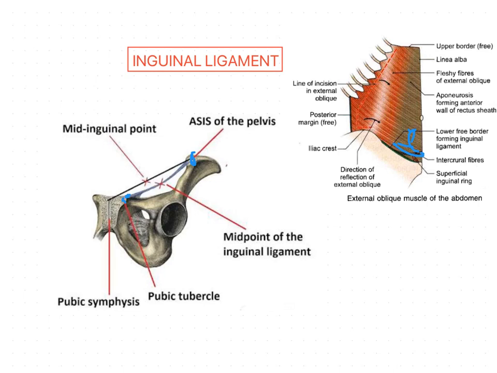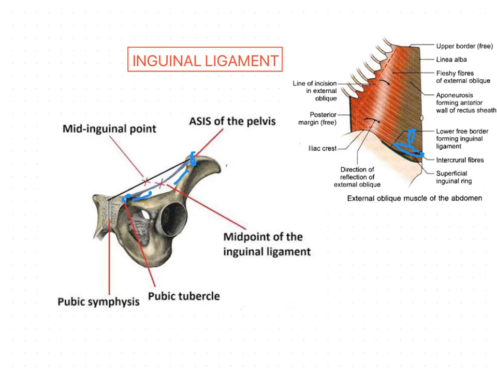The lateral half is rounded and oblique. The medial half is grooved upwards. It has a groove on the upper side, and it is more horizontal. So the lateral half is oblique, but the medial half is almost horizontal.